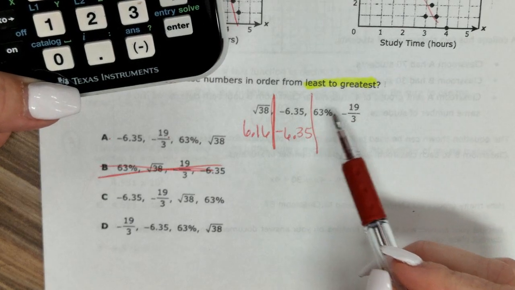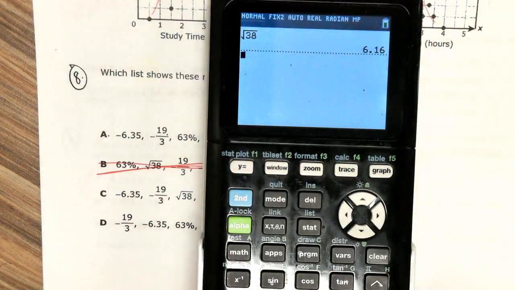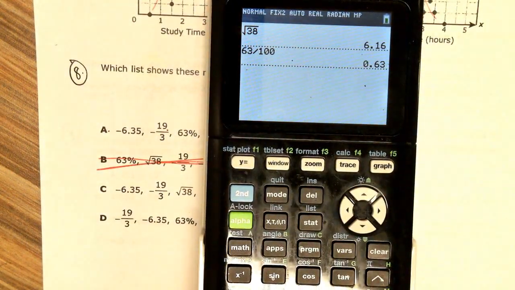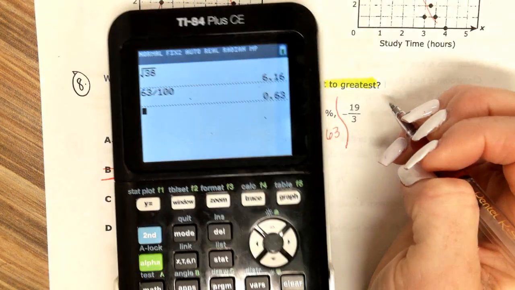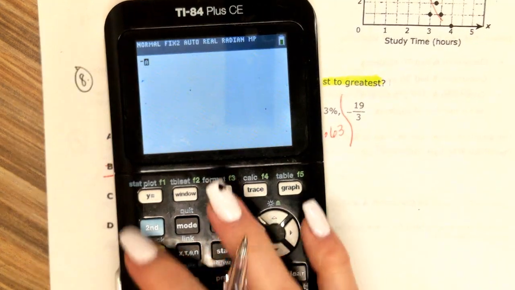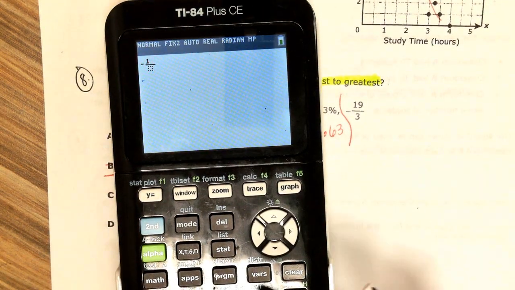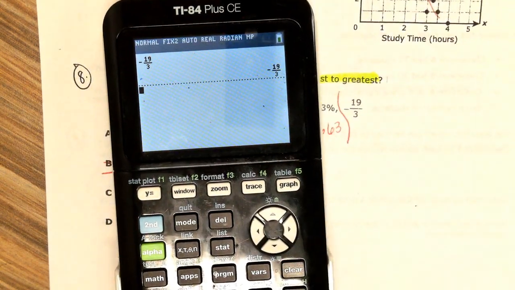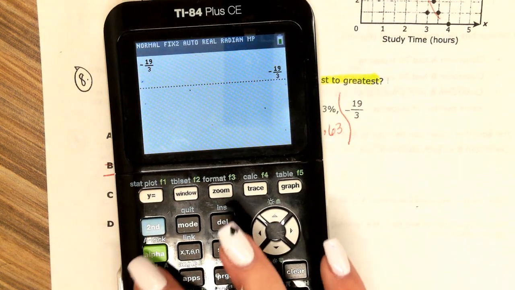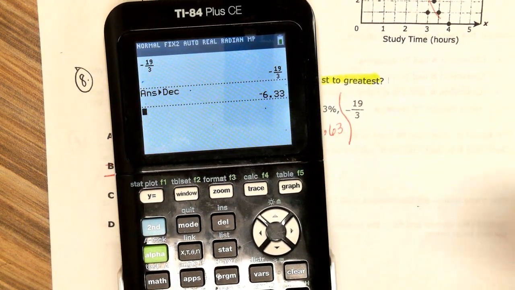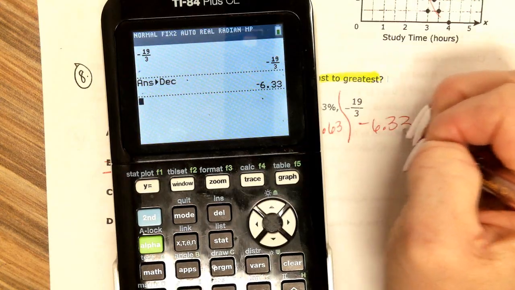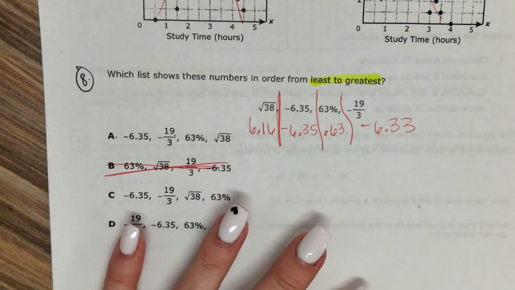How do I change a percent to a decimal? 63 over 100. I have 63 cents. And this one, I just go to my calculator to alpha y equals 19 thirds. If I hit enter, nothing's going to happen. I have to hit math, decimal, enter. I owe $6.33. All right, let's talk about it.